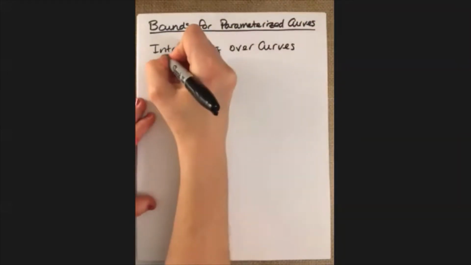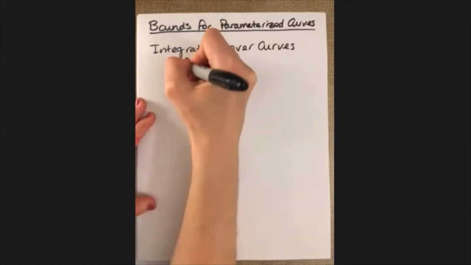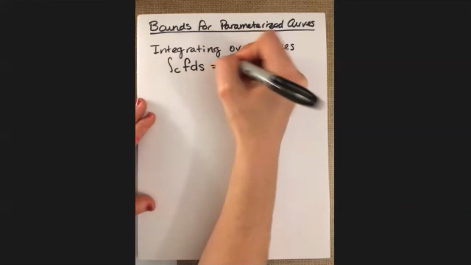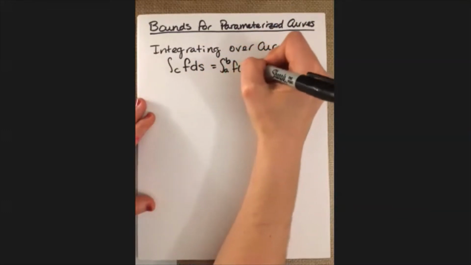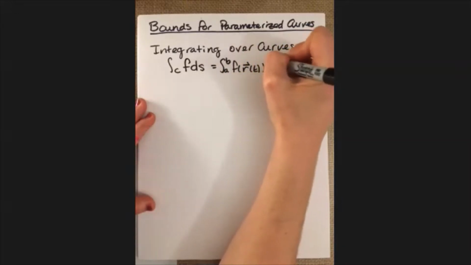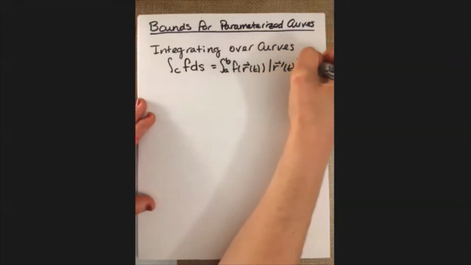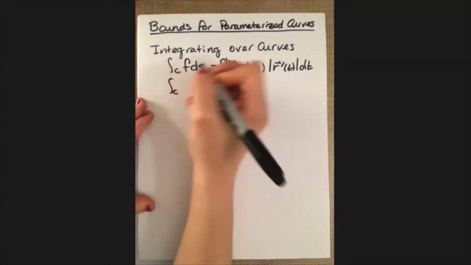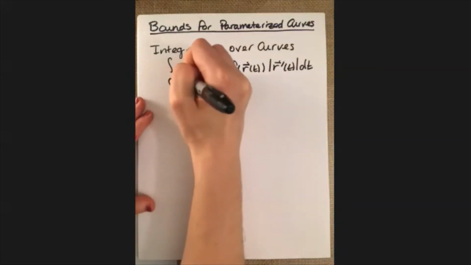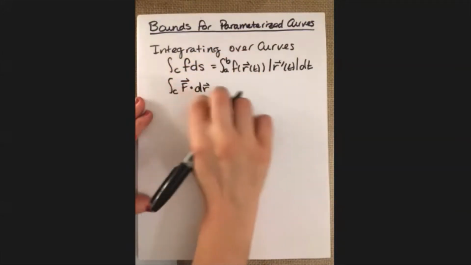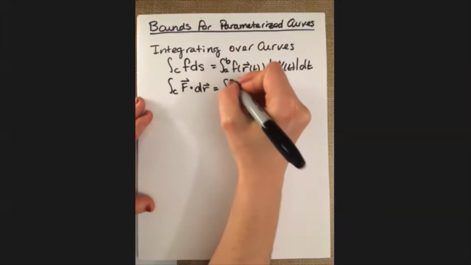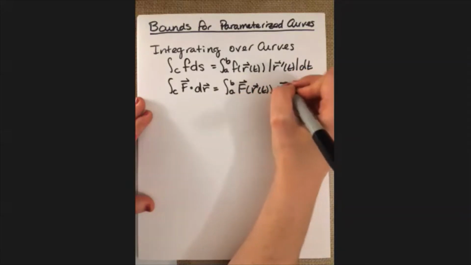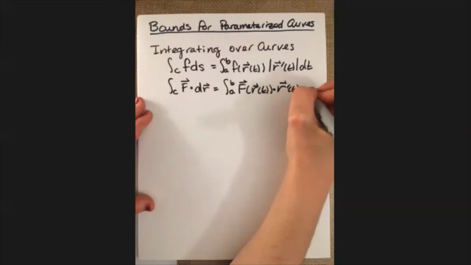The first of which is your standard line integral over C of some function f ds, which is equal to the integral from a to b of f of r of t times the length of r prime of t dt. And then our other option is when we're dealing with vector fields, and we have an integral over a curve that's lying in a vector field of F dot dr. These are both vectors, and that's equal to the integral from a to b of F of r of t dot product with r prime of t dt.